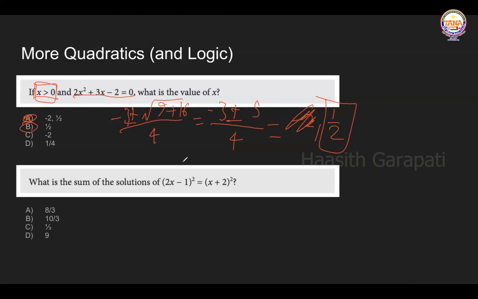Okay, now what about the next one? What is the sum of the solutions of these 2 equations? If you wanted to do it the normal way, you would simply expand both sides of the equations. However, another way to do it is to square root both sides. Now, there's an issue that comes with this, and I'll explain it now.